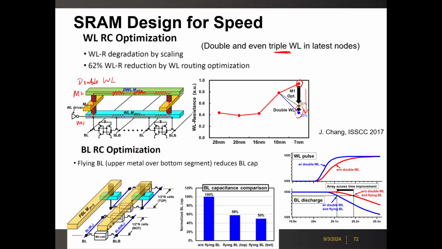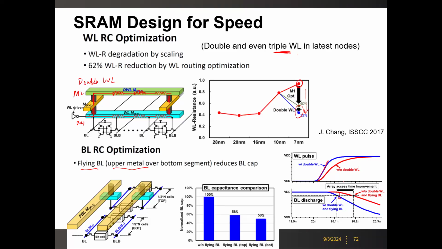And also for the bit line, I think they use some fly-in bit line skin, which means using upper metal layers to reduce the bit line cap. So here, with those 2 skins, you see that the waveform becomes better. So basically the word line pulsing becomes sharper, and also the bit line discharge will be faster. So that will help with the sensing speed at the array level.